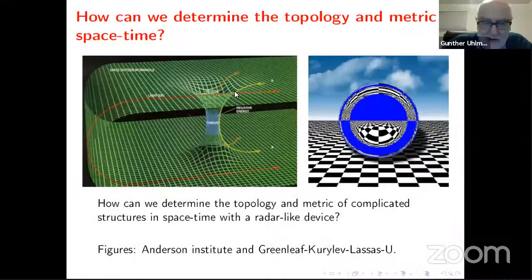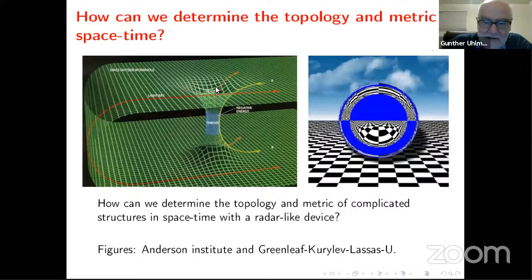Wormhole. What happens when you come in and when you go out? And on the right is a picture of simulations of what happens in the case of electromagnetic wormholes. Wormholes are a shortcut in space-time. So it's tantalizing because it gives the possibility of traveling to the past.